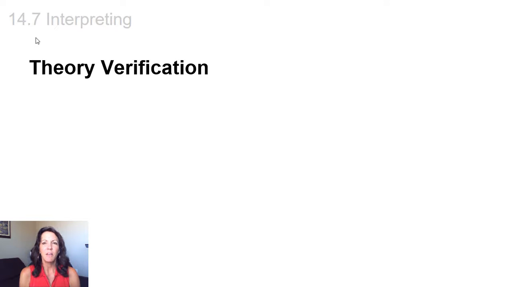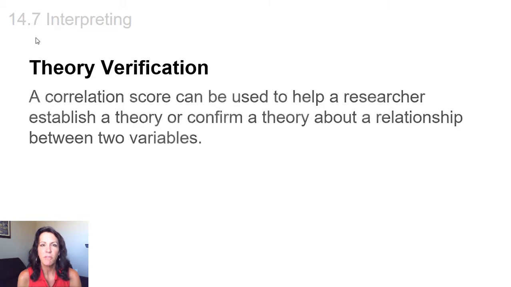And finally, correlation can be used in theory verification. It can help a researcher to establish if a theory confirms what their prior thoughts were about the relationship between two variables. So let's say, for example, that I have a theory about how physical punishment can be harmful to children's psychosocial development. I can look at some correlations along those lines to test my theory, to see if my theory has some support.